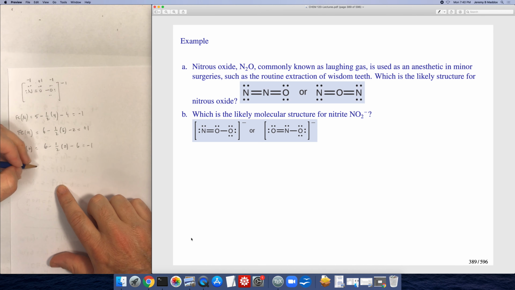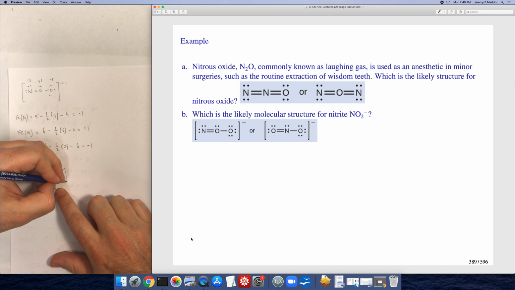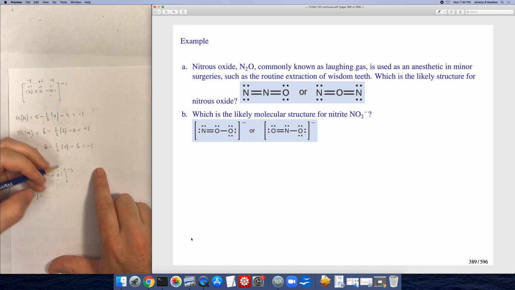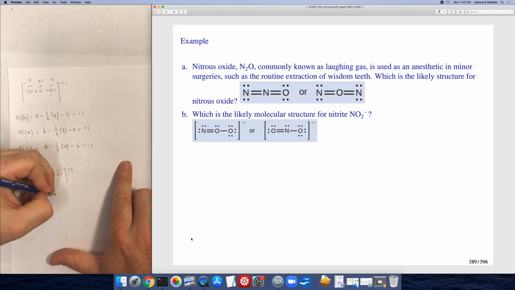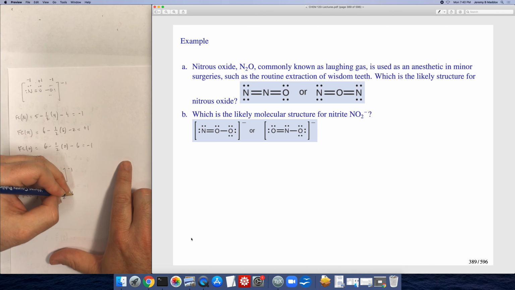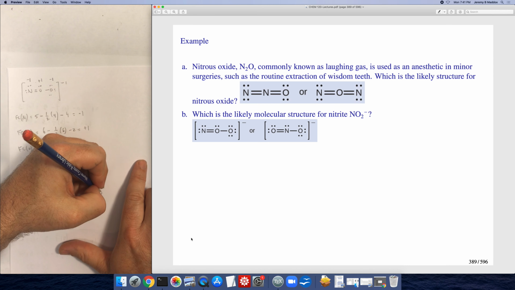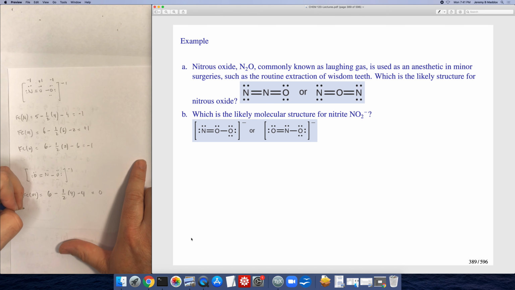When we go to do the other structure, we'll start off with this leftmost oxygen. So the formal charge on oxygen 1. Start off with 6 valence electrons, minus 1/2 times 4 for the bonding electrons, minus 4 for the lone pairs. So we've got 6 minus 2 minus 4, that gives us 0 for that oxygen atom.